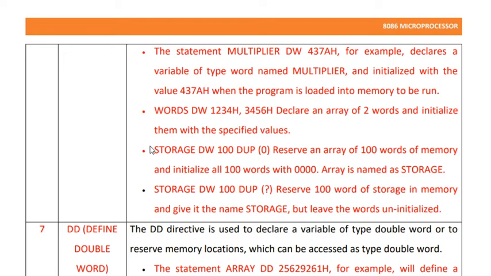So here we have an array by the name words, and there are 4 bytes of memory allocated to this particular array, that is equivalent to the size of two words. Now, likewise, the third example, storage DW 100 DUP 0. So here it reserves an array of 100 words of memory and initializes all the 100 words with 0.